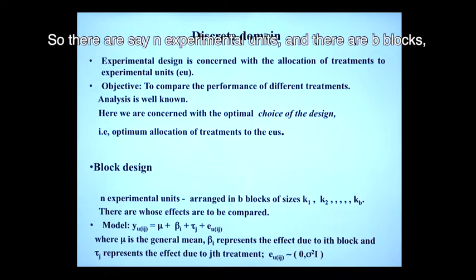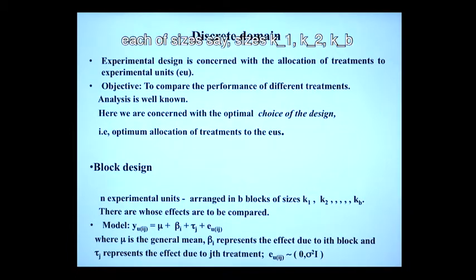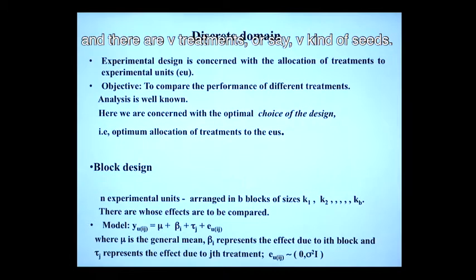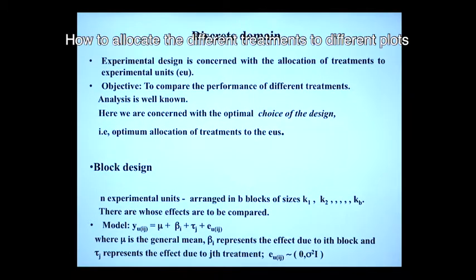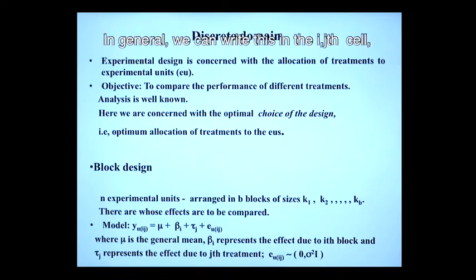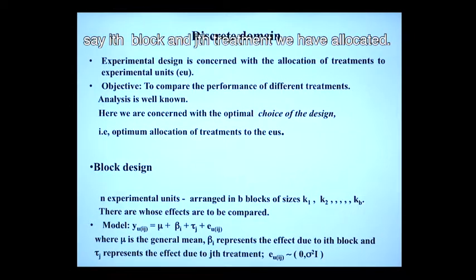So, say there are n experimental units and there are b blocks, each of sizes k1, k2, ..., kb, and there are v treatments, or v kinds of seeds. We want to compare the performance of these treatments. How to allocate the different treatments to different plots, that is our question. In general, in the ijth cell, say ith block and jth treatment, we allocate.